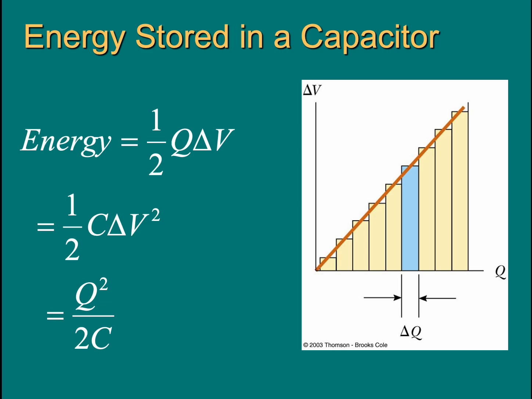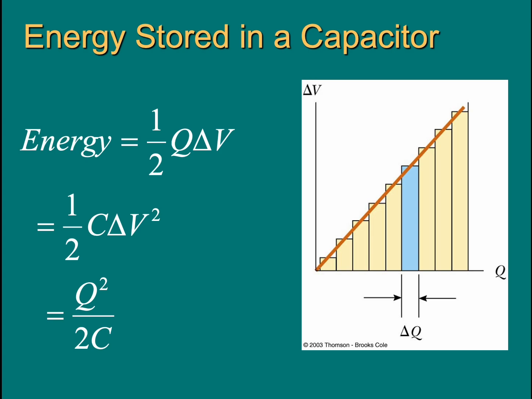The area of this triangle is given by 1/2 base times height, and the base is Q, height is delta V. So the energy of a capacitor carrying charge Q with potential difference delta V is 1/2 Q delta V. Q equals C delta V. If we replace Q by C delta V, we also have energy equals 1/2 C delta V squared.